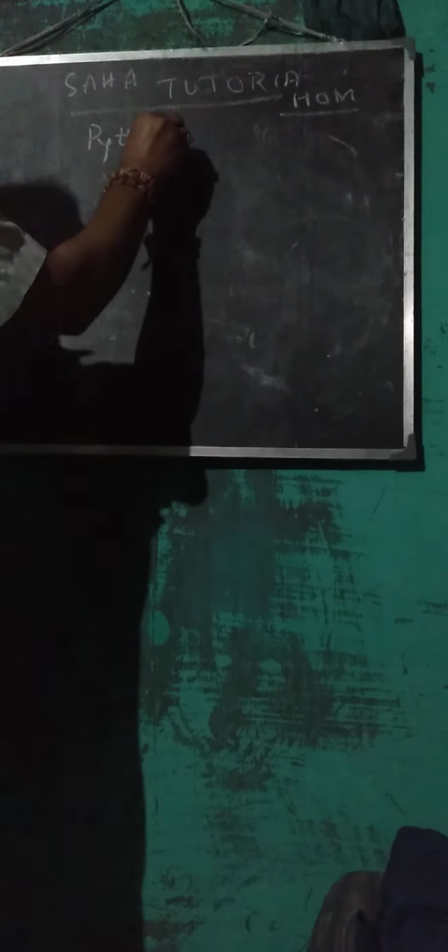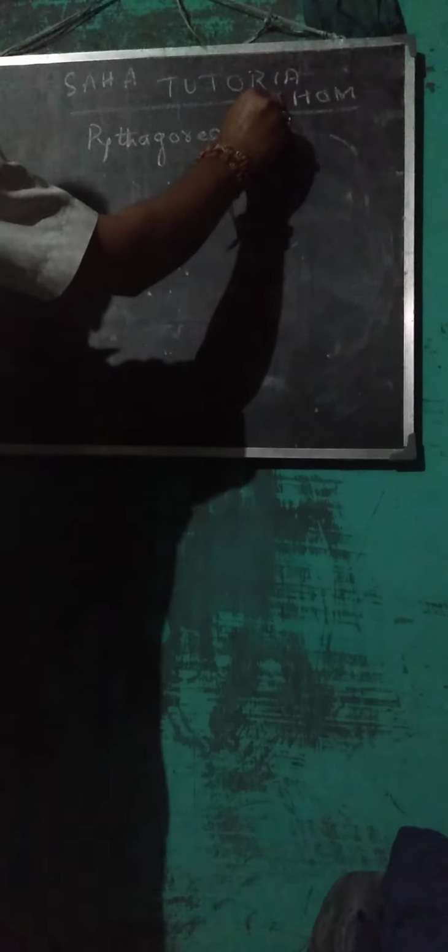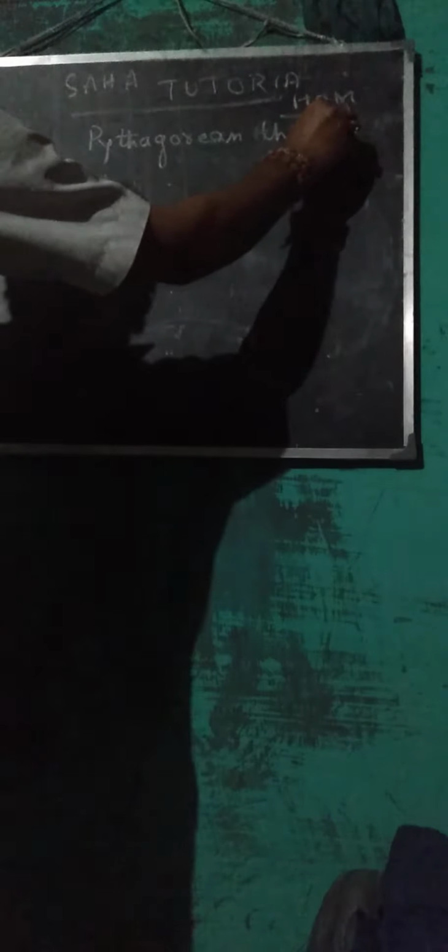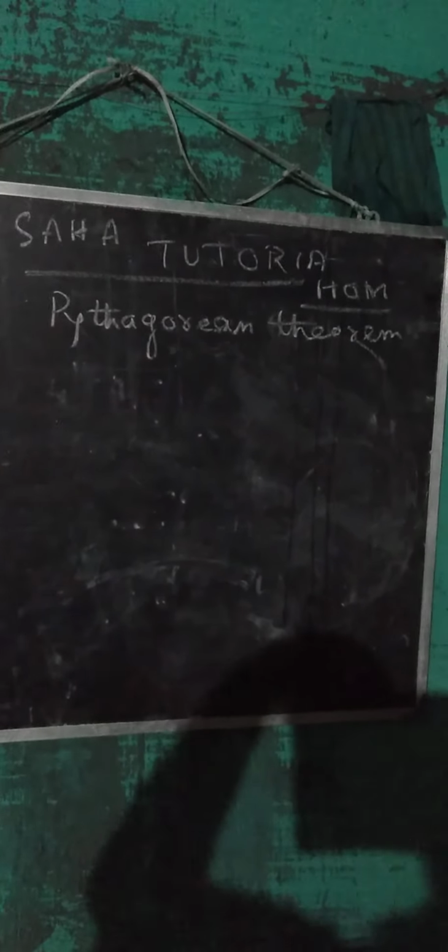Today we discuss the proof of the Pythagorean theorem. So let's start. The Pythagorean theorem is actually related to similar triangles.